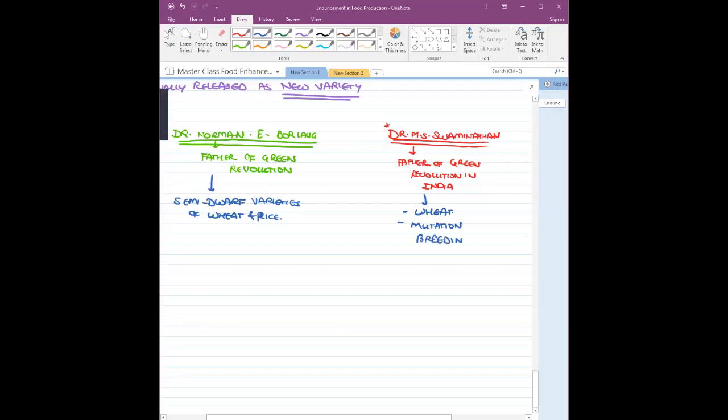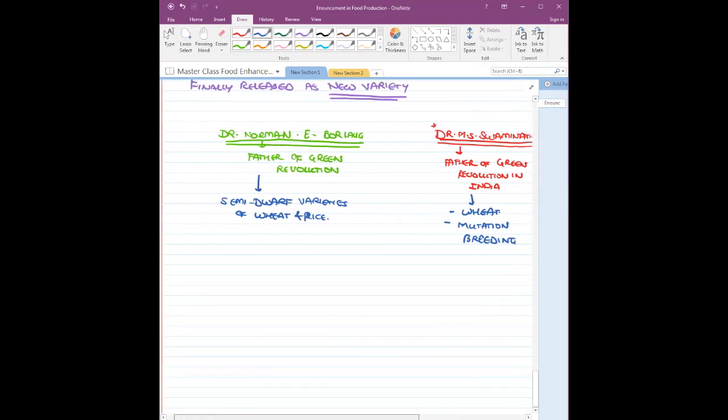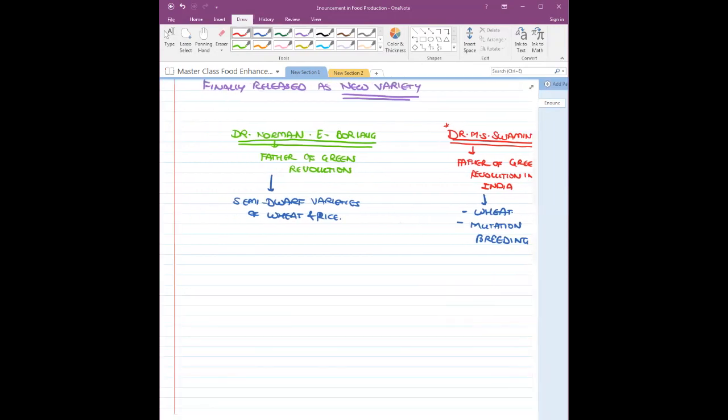We will see a little ahead what this mutation breeding is. It is basically done by using mutagens. It can be a UV mutagen, it can be a chemical mutagen. He tried to bring about mutations and see whether it is going to help in production. But then, guys, what did these people develop? So let's try to see.